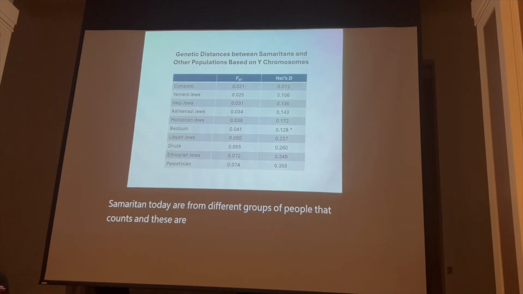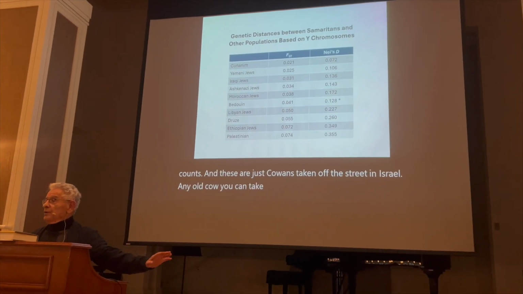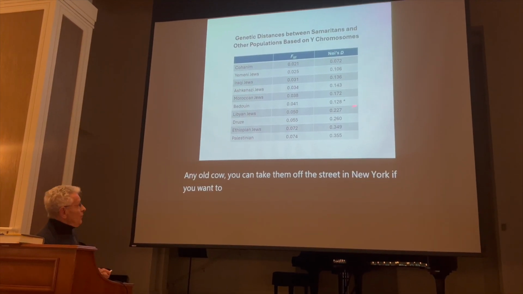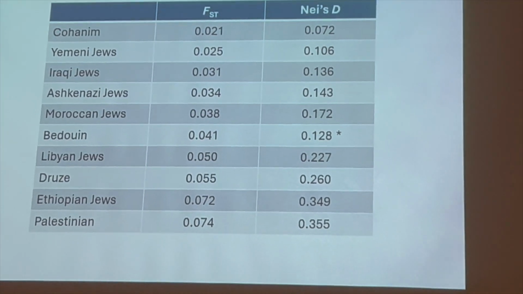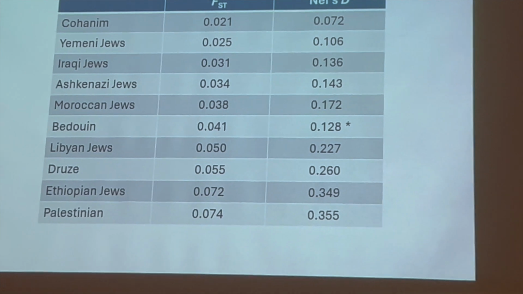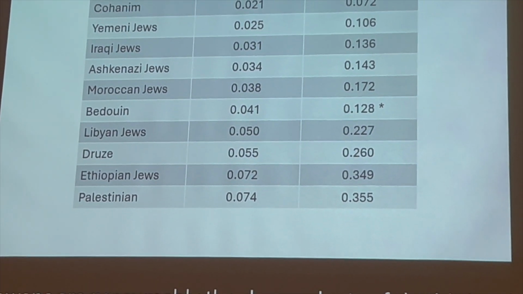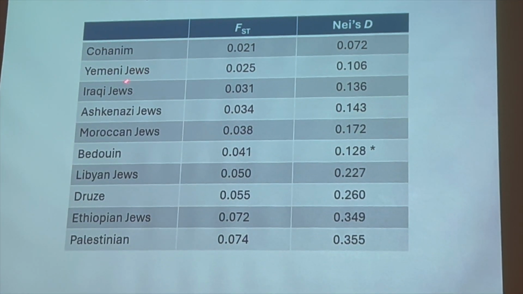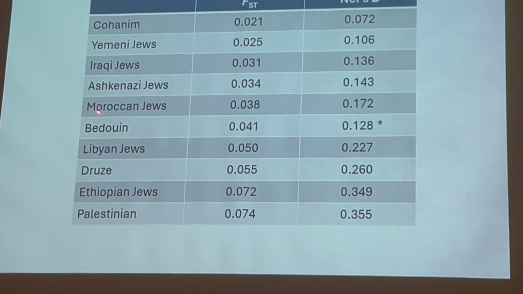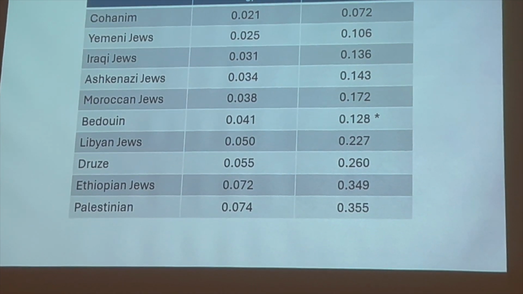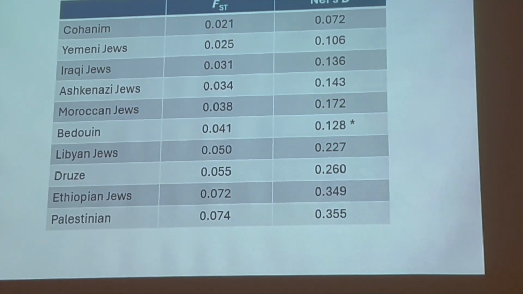Cohens taken off the street in Israel, any old Cohen. You can take them off the street in New York if you want to, too. The Cohens are presumably the descendants of the high priests. They're treated differently in Jewish liturgy also. And then we have Yemeni Jews, Iraqi, Ashkenazi, Moroccan, we have Bedouins. These are all samples taken from the Israel Genome Project.